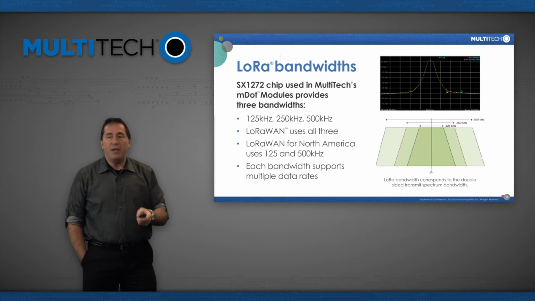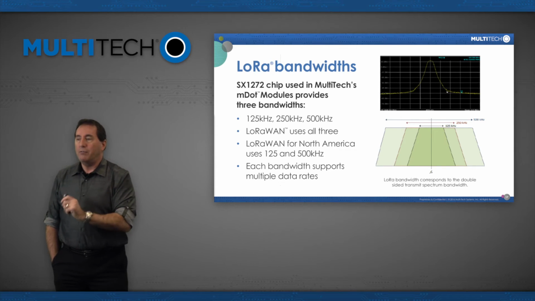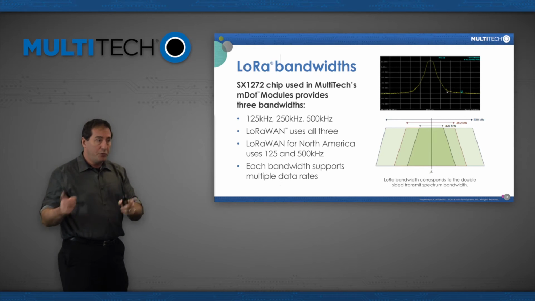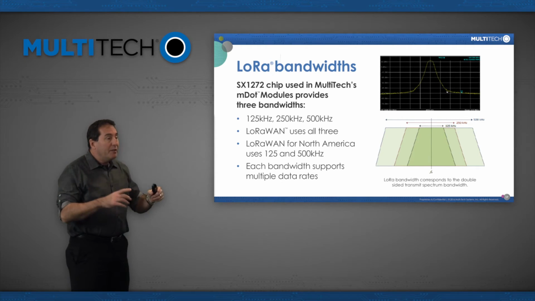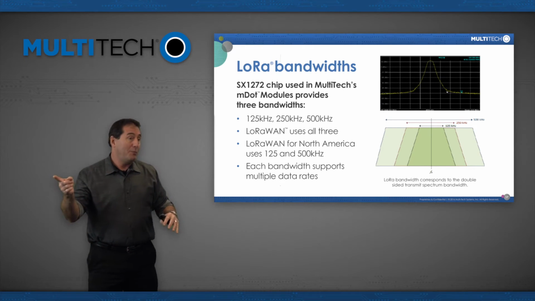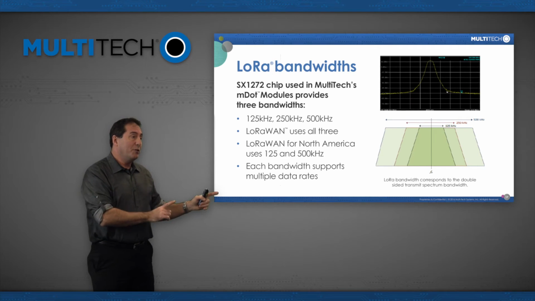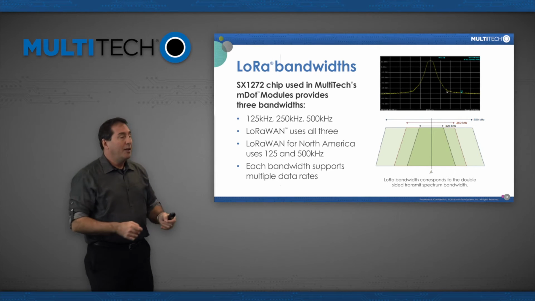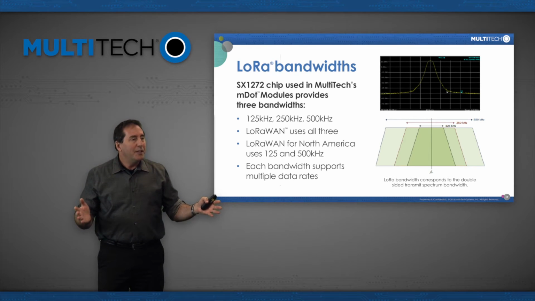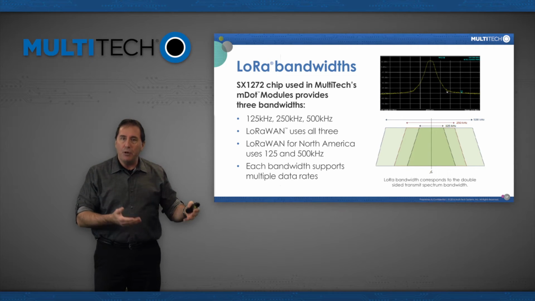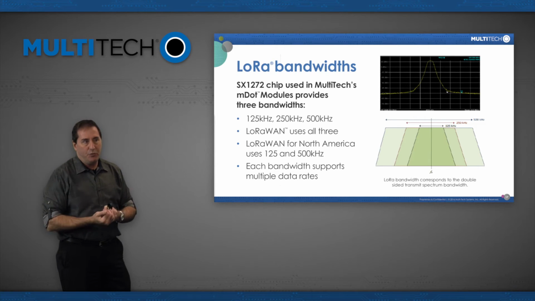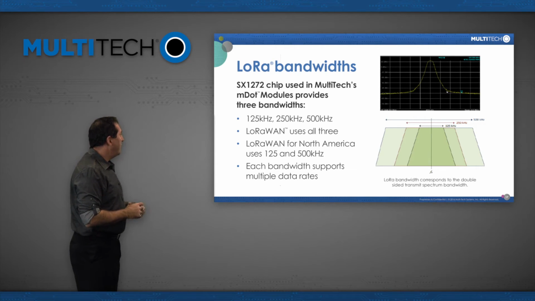The 1272 has 3 different bandwidths: 125, 250, and 500 kilohertz. Whenever it talks, it will use a channel that uses one of those 3. In LoRaWAN, the protocol, it makes use of all those radio capabilities in Europe. In the US, we only use the 125 and 500. I'm not sure exactly why, other than the fact that we had so much more spectrum here, that we have so many more channels that we don't really need the 250. But it's open for improvement, and we may be adding that in the future. But today, it's 125 and 500 kilohertz.